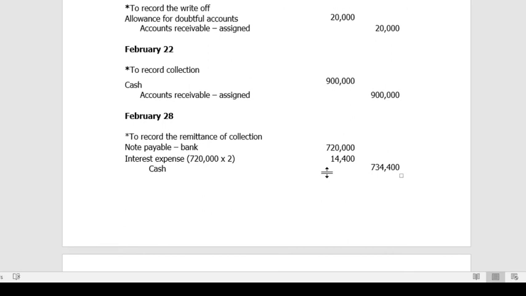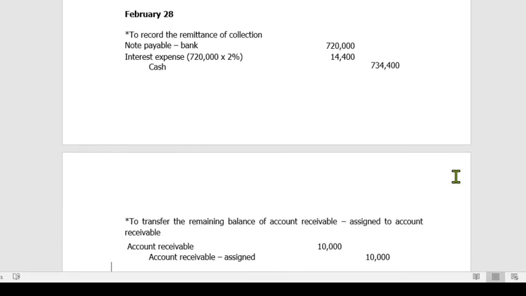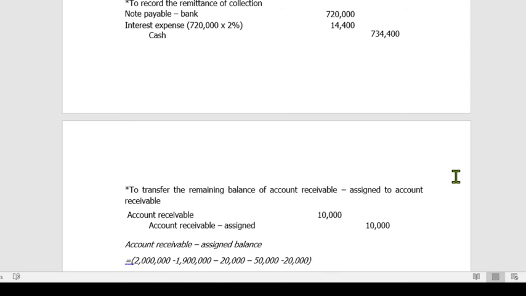Magkano ba ang loan balance? To record the remittance of the collection, di ba 1,700,000 minus 980, so ang balance na lang is 720. So debit note payable bank 720. Ang interest expense is 720,000 times 2%, 14,400. So magkano i-remit mo? 734,400. Okay. Next, to transfer the remaining balance of accounts receivable assigned to accounts receivable.